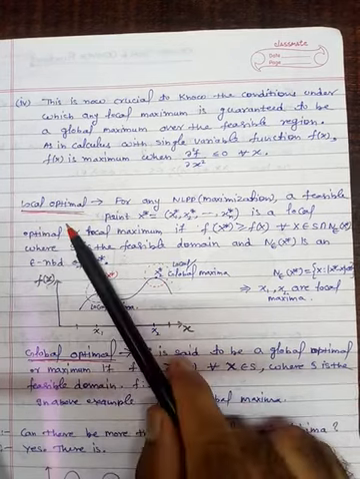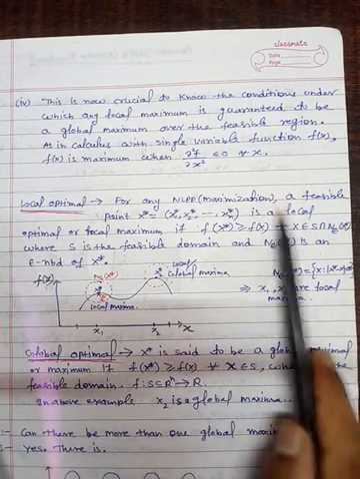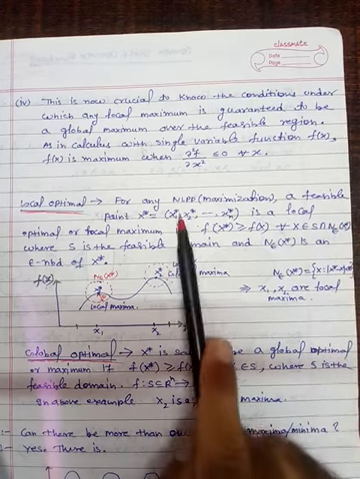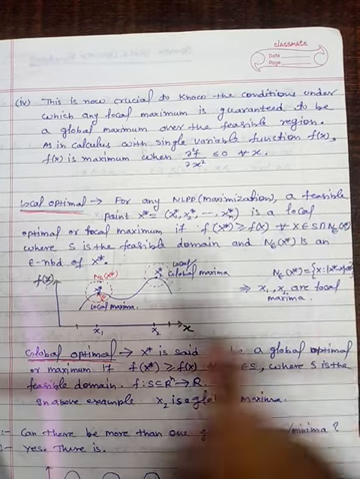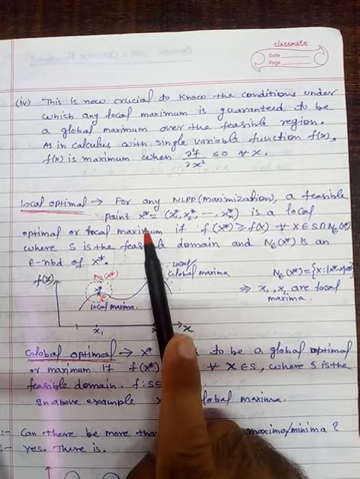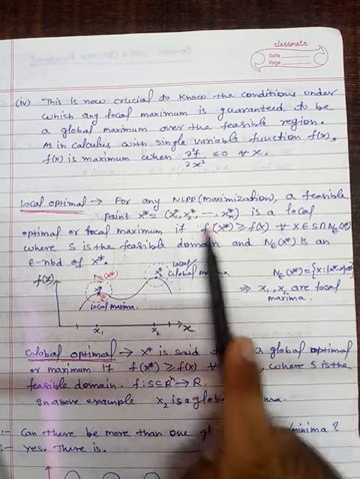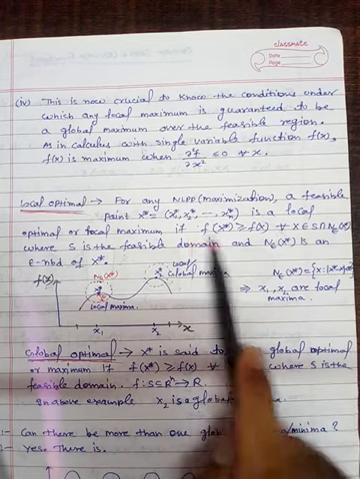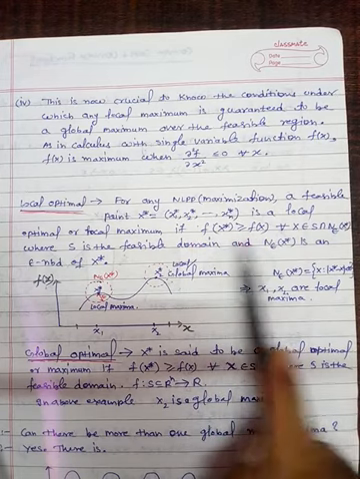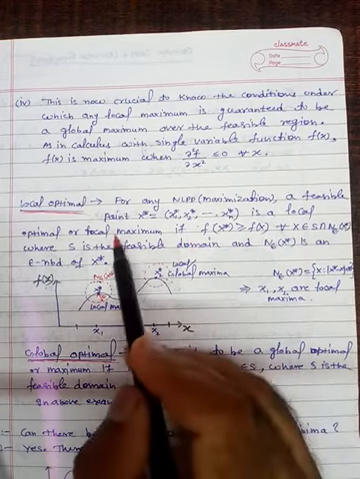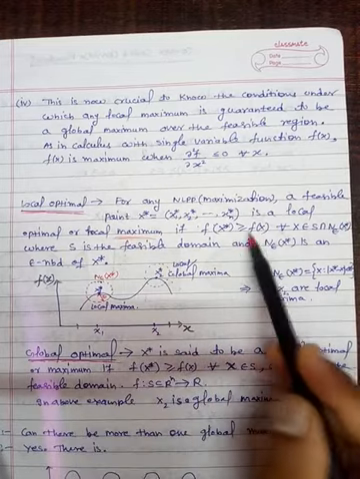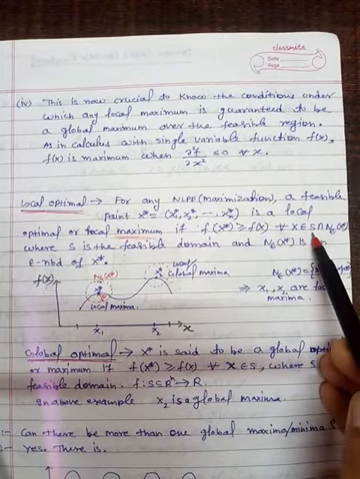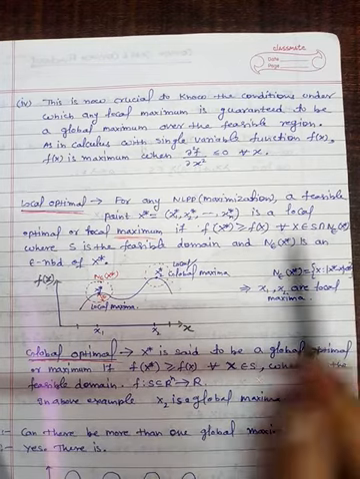So what is local? For any NLPP maximization problem, a feasible point x star = (x1 star, x2 star, ..., xn star) is a local optimal or local maxima if f of x star is greater than or equal to f of x. We are dealing with a maximum problem, that's why f of x star is greater than f of x, for all x belongs to S. S is the domain, the feasible domain.